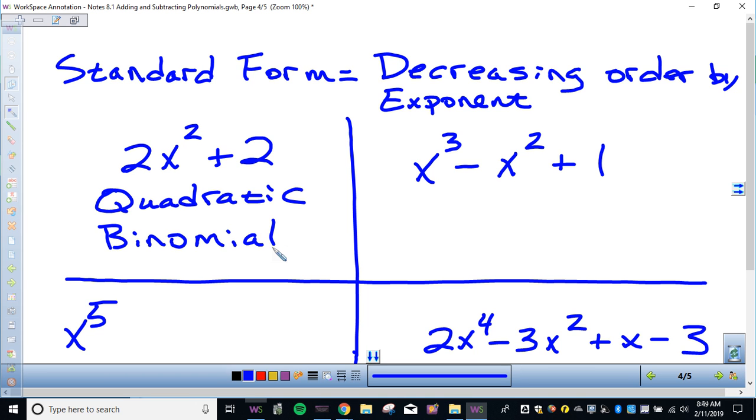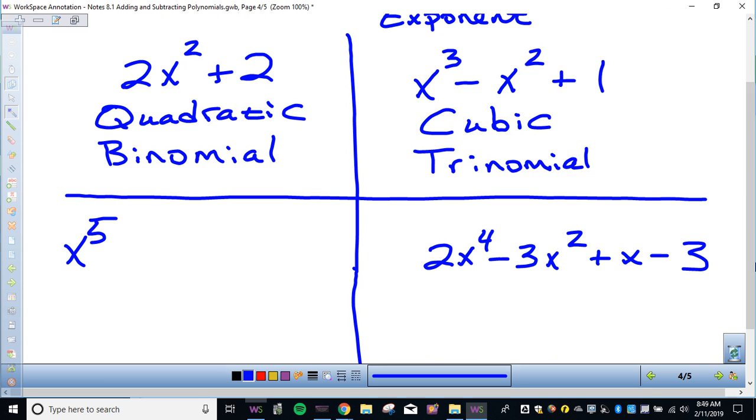Okay, so next one over. This one, the highest degree is 3. What's that called, when the degree is 3? Cubic. Three terms is called? Trinomial. A tricycle has 3 wheels. So it's confusing at first because you'll mix up the name with the degree and the name with the terms. You'll get used to it and be able to keep that all straight.